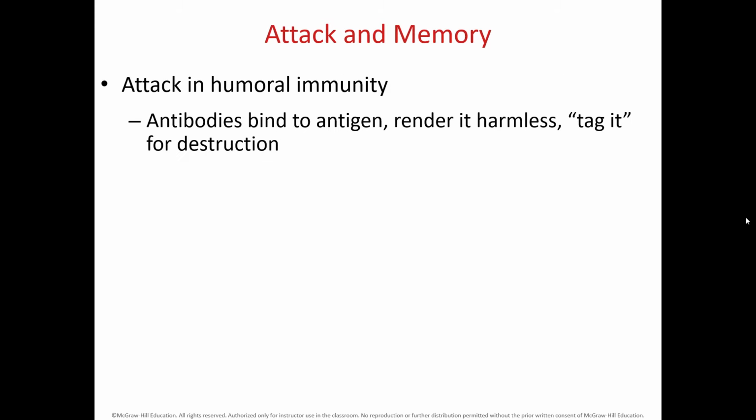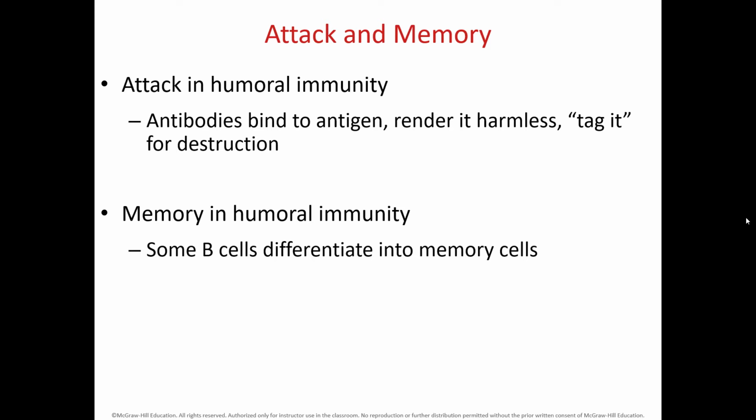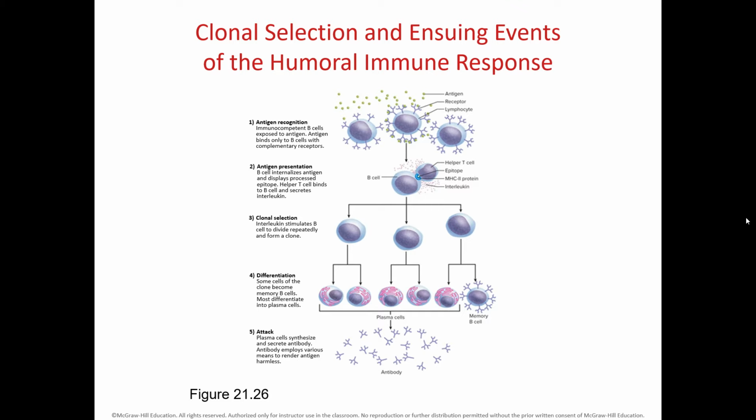So, when we talk about the attack in humoral immunity, the B cells are not attacking anything, and the antibodies themselves do not destroy anything. What they're going to be doing is they're going to render a particular antigen harmless and tag it for destruction. Now, with the memory aspect, memory in humoral immunity is where we've got some of those B cells that were produced as a result of clonal selection will be memory cells, similar to the T cell memory cells we spoke of before. These are capable of existing in the body for a long period of time.